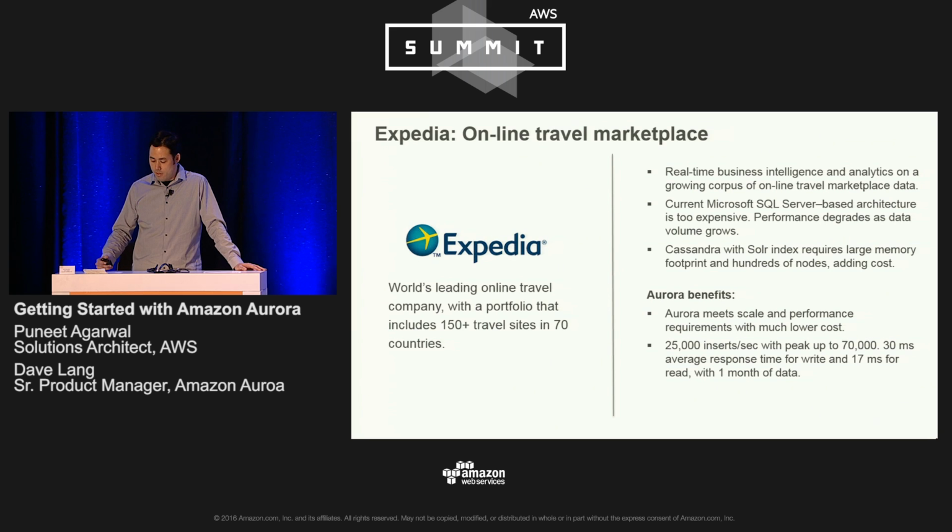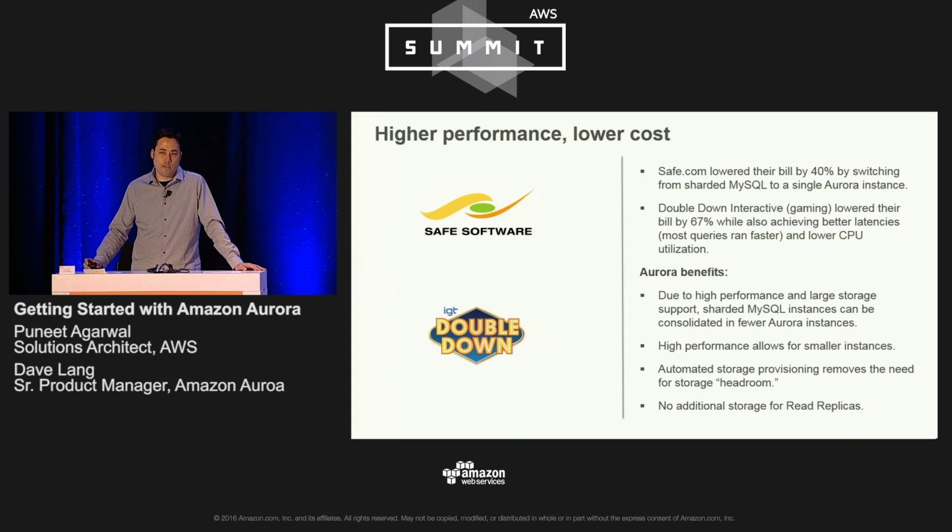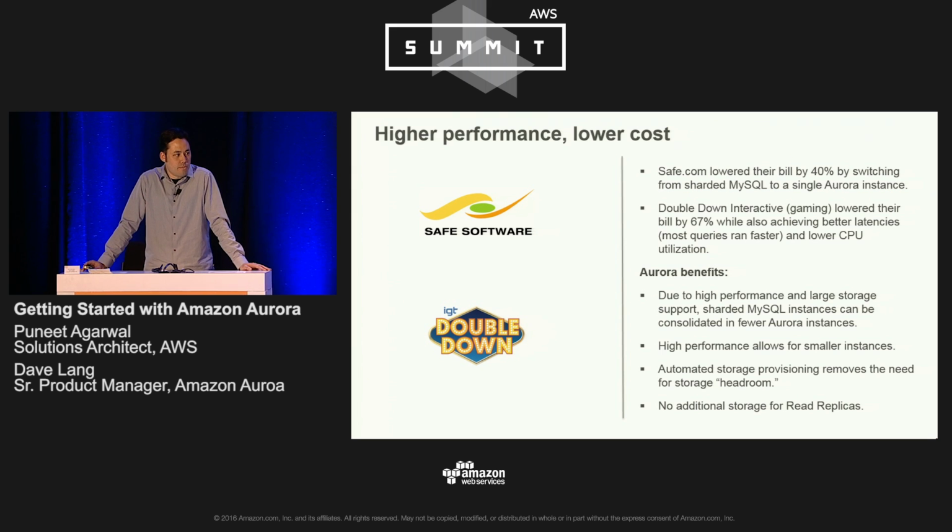Now, it's not necessarily surprising that Aurora would have a cost advantage over, say, a commercial database, given the licensing fees involved. One of the emerging trends that we've seen in the last year is that for a lot of our customers, they're actually seeing lower costs when compared to open source databases, which was something that we'd really hoped they would be able to achieve. So 2 examples, Safe Software and Double Down Gaming. They both migrated from MySQL, and Safe.com was actually able to reduce their bill by 40% and Double Down by 67%.